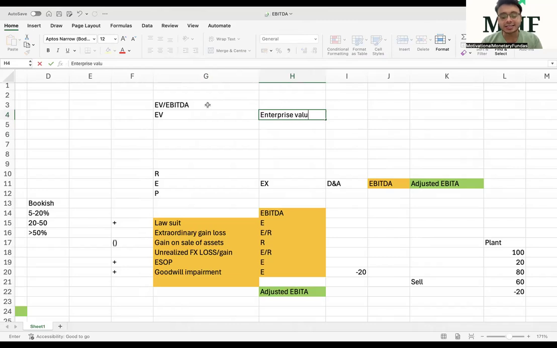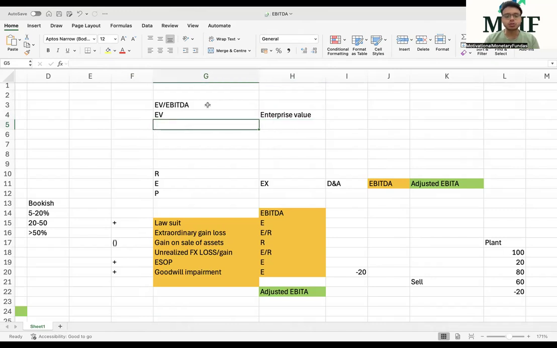And here we need to understand what exactly the enterprise value is. We also need to differentiate the enterprise value from the market value, as many of us tend to get confused about what exactly the difference is between the enterprise value and the market value. So here is ideally the difference.